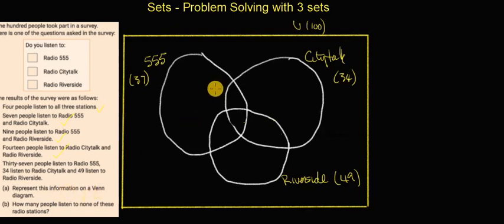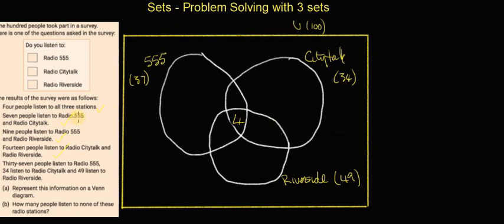So I've drawn my Venn diagram, 3 sets. I've labeled them 555, City Talk and Riverside. Sometimes people label them A, B and C all of the time, but I think it makes sense to label them with the name of the set. Okay, let's now see if we can start putting information into these sets. 4 people listen to all 3 stations, so that's going to be a 4 here, because that's the bit with all 3. Okay, I've done that one now.